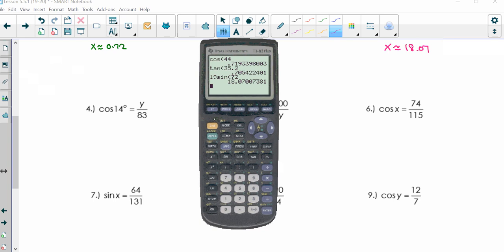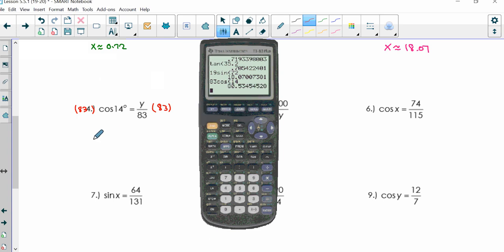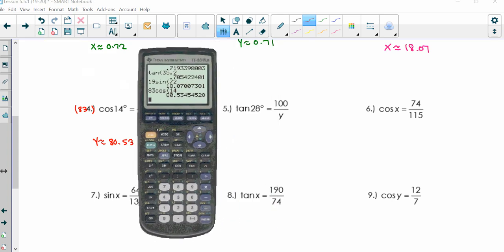Okay. Over here, if I want to get the y by itself, I'm going to multiply by 83. So I'm going to say 83 cosine of 14, and that's going to tell me that y is about 80.53.